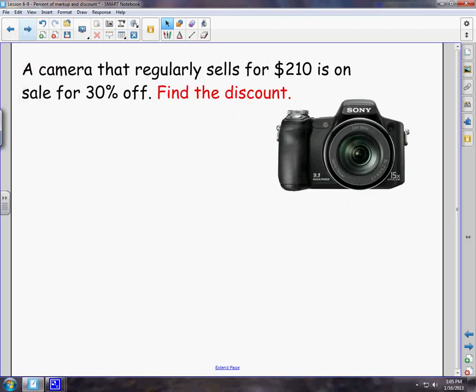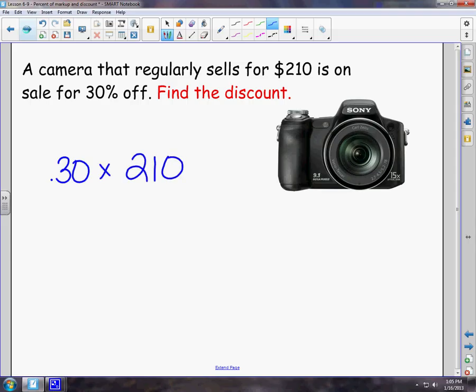A camera that regularly sells for $210 is on sale for 30% off. Find the discount. They just want to know how much I'm going to save, because I do this with a lot of things. I'll find the discount on one and compare it to the other. I don't want to know how much it is, I just want to know how much I'm getting off. So you would do 30% times the cost, and that would be $63 you'd save. It's $63 off.